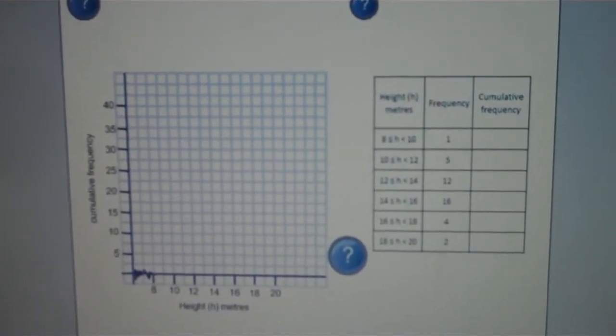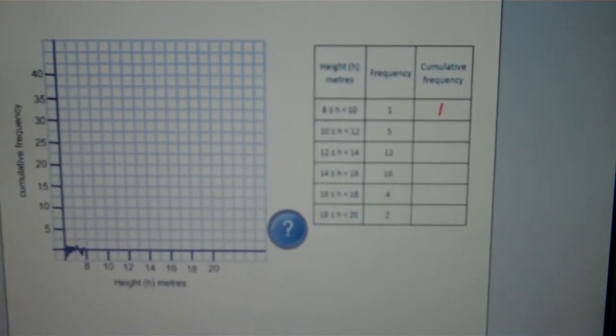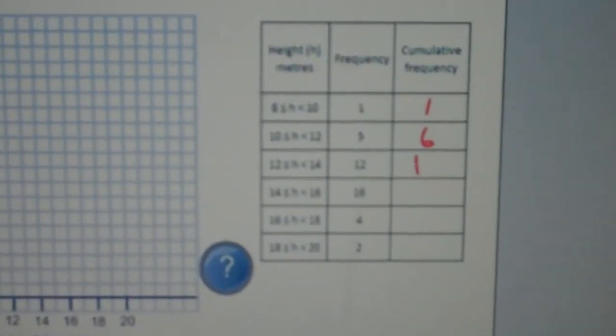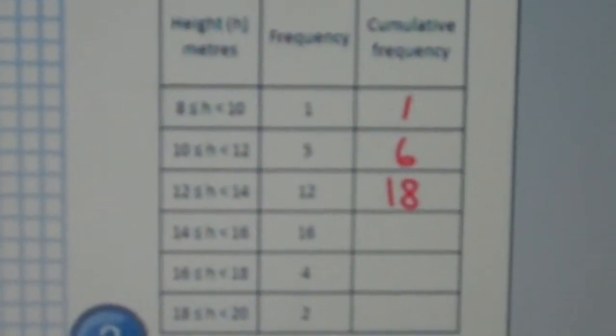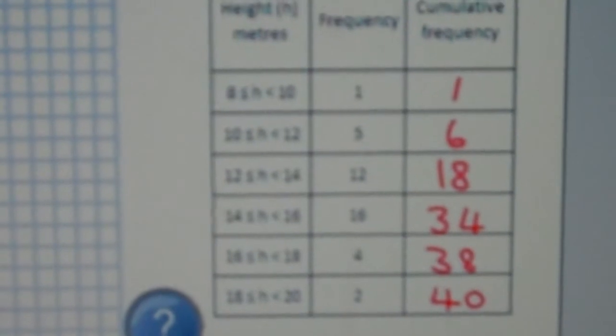So the first column, you're just popping across, it's 1. The next one, you're adding the 5 on to get 6. You're adding the 12 on to get 18. You're adding 16 on and you will get 34. You are adding the 4 on, 38, and the 2 on to 40. Okay, that's the first part.